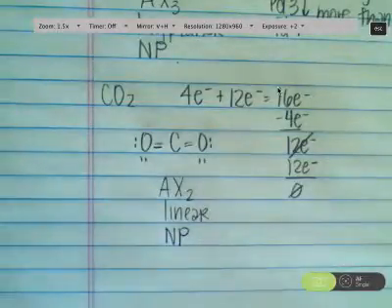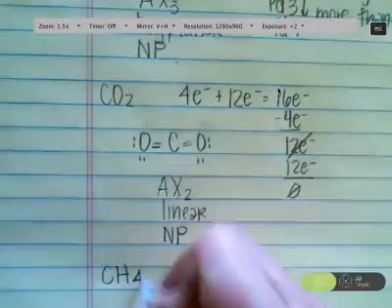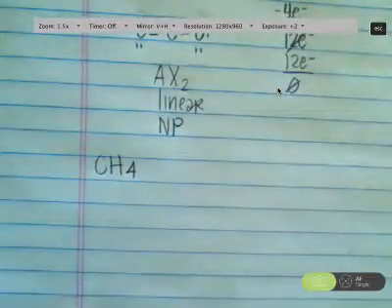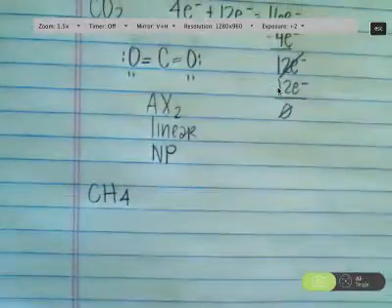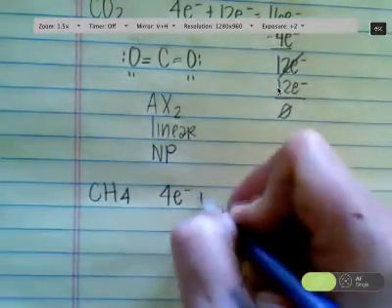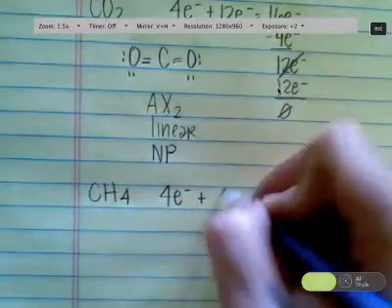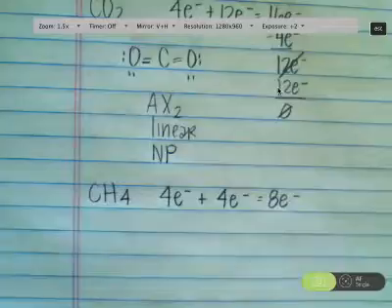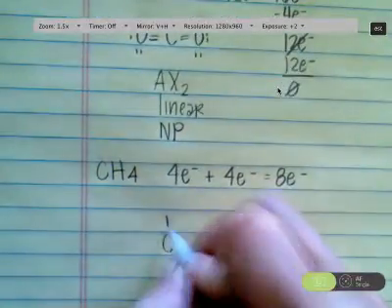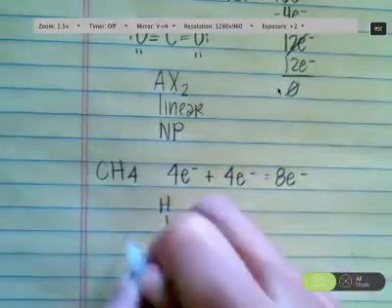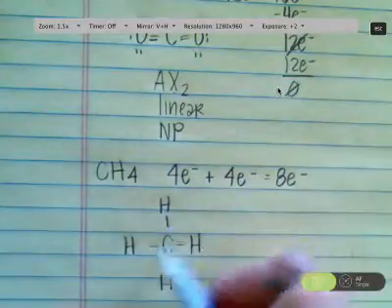Okay, let's do CH4. So if you could skip down a little in your list, CH4, carbon's in group 14. So how many valence electrons does it have? 4. Okay, hydrogen has 1. 1 times 4, that's another 4. 8 total. What goes in the center? Carbon, 4 hydrogens. How many did I use up in the bonds? 8. 2, 4, 6, 8.